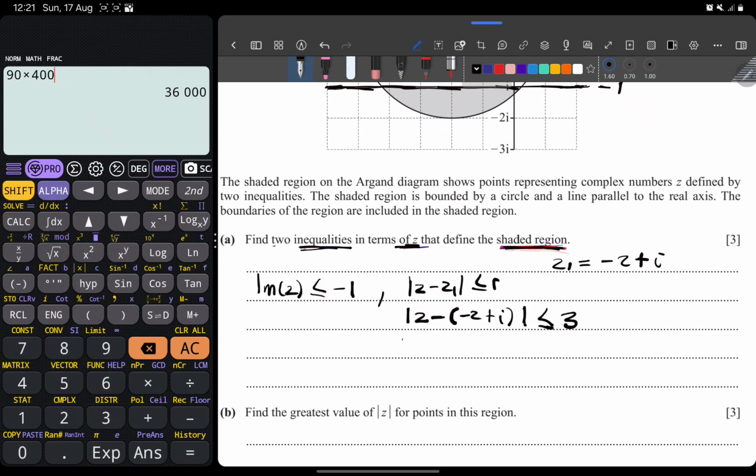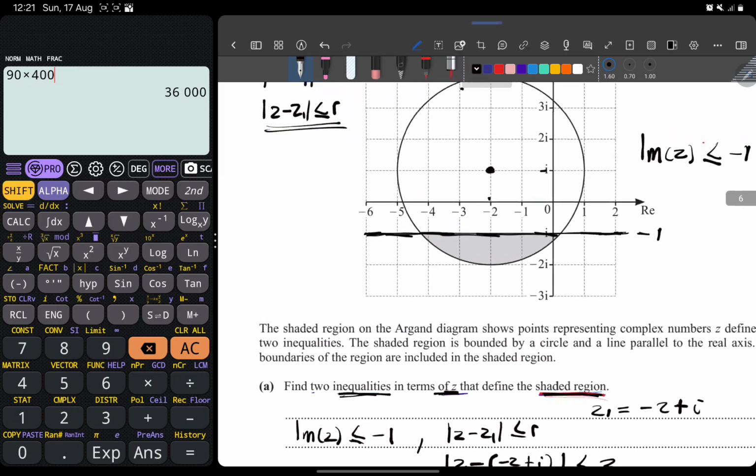Now you can distribute the negative. So you'd say the modulus of Z plus 2, then minus of i becomes minus i. This modulus is less than or equal to 3, and I would be done. So the imaginary part of Z is less than or equal to minus 1. Then the other one, the modulus of Z plus 2 minus i is less than or equal to 3.